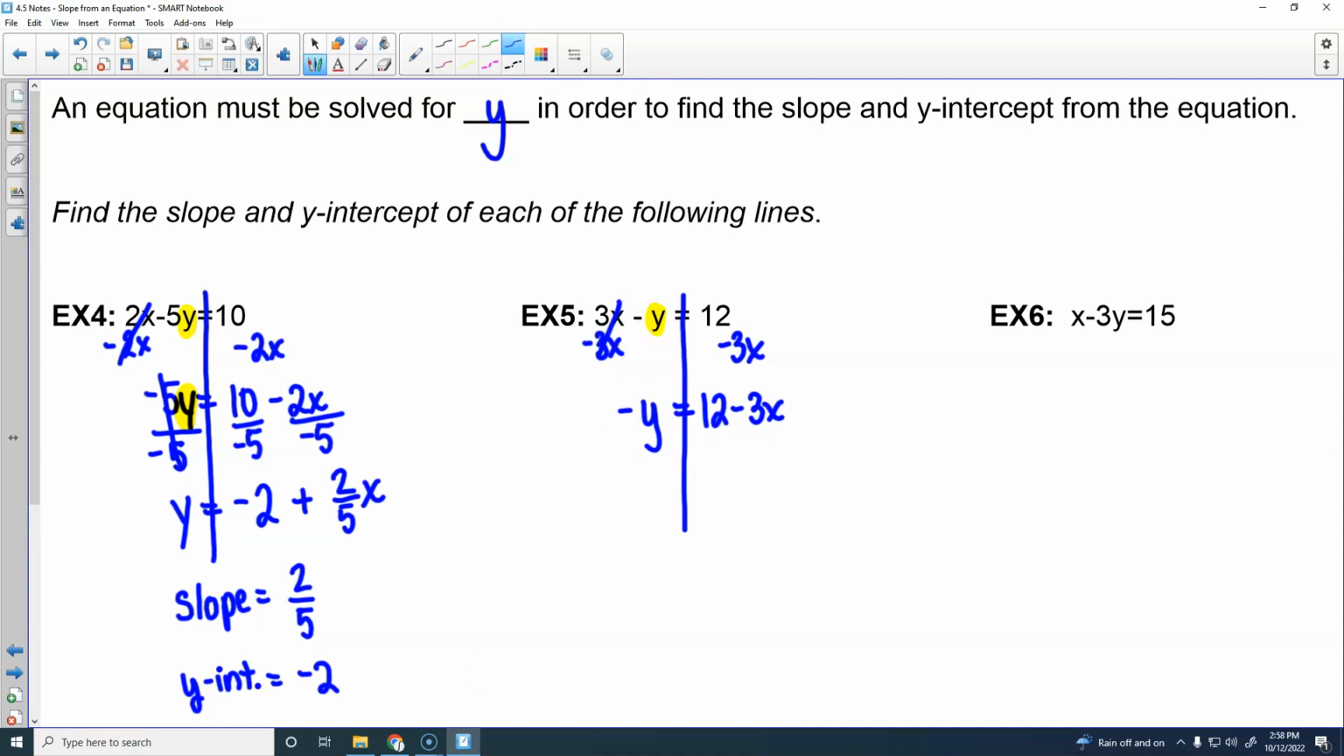Okay. Rosalind, what would I do to get rid of that negative that's over there with the y? Divide. So I'm going to divide everything by -1. Make sure you divide all the terms by -1. You will get y equals -12 plus 3x. Eddie, what's my slope there?